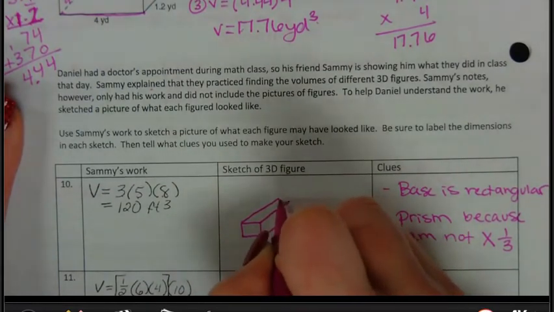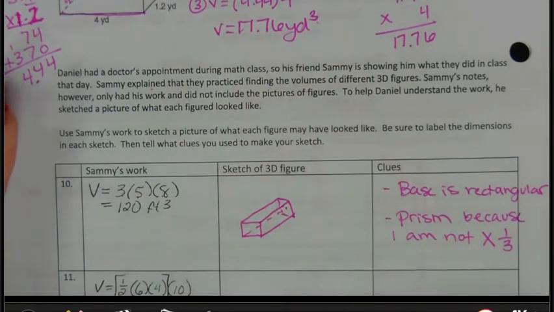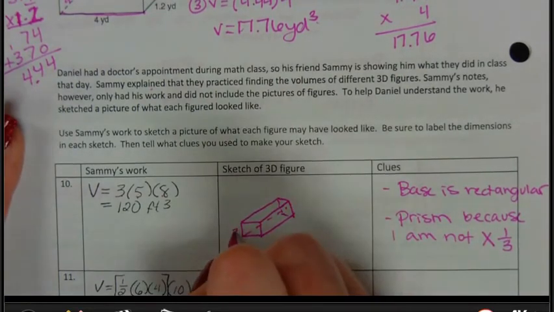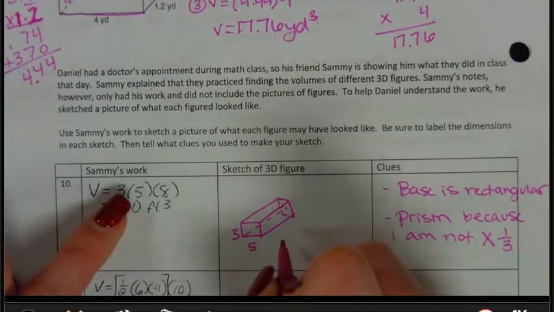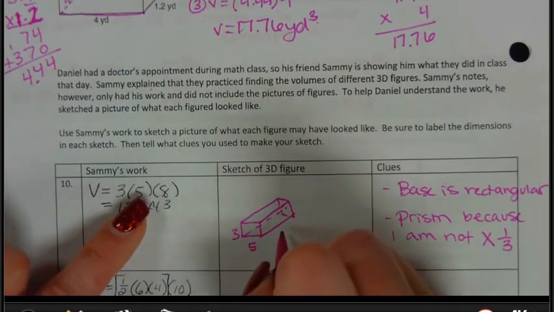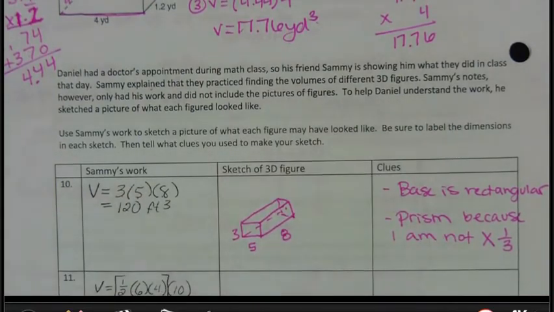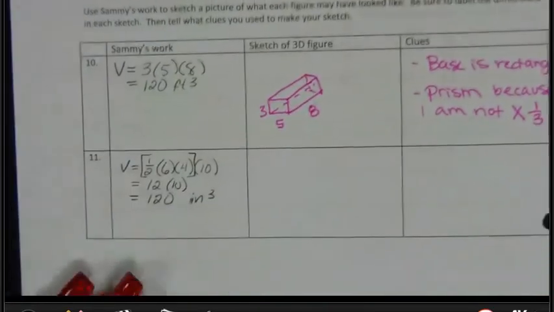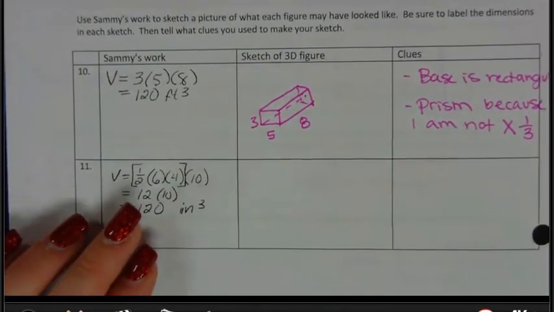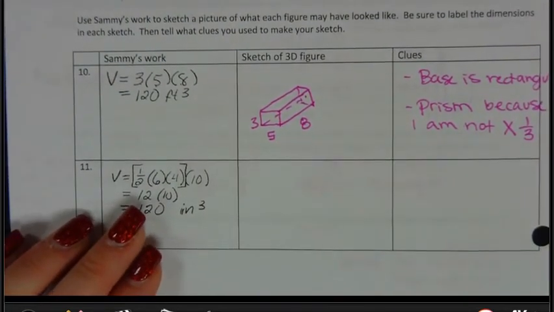Okay, so I'm going to assume that my prism looks something like this. It's okay if you're not a good drawer, neither am I. So I'm going to assume that my prism looks something like this, and then I'm going to assume that my base is 3 and my height is 5 for my area of my base, and that the height of my prism is 8.